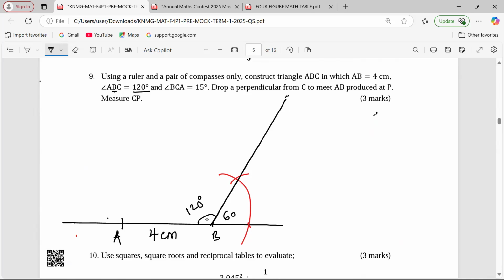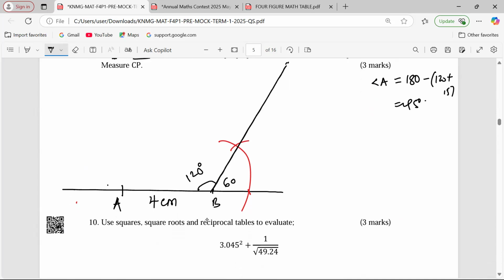So the angle at A is supposed to be, we take 180 and we subtract 120 and 15. Yeah, 180 minus 120 and 15. This gives us exactly 45. So the angle at A should be 45. When the angle at A is 45, the angle at C automatically will become 45.